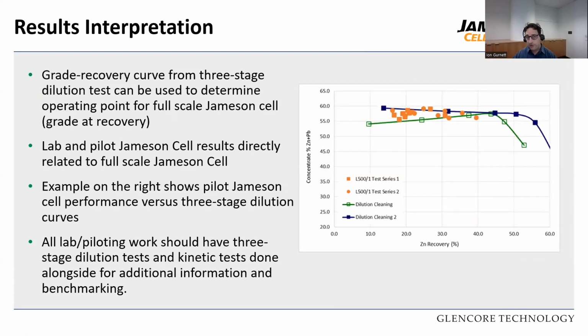We can produce grade recovery curves from every test. Grade dilution cleaning allows you to identify how you're going to operate your Jameson cell. Lab and pilot results will translate directly to the full-scale cell. On the right here, we've shown how the dilution cleaning test scales up to the L500. We know the L500 scales up to the full-scale cell. So we know whatever test we do, it will replicate performance of a full-scale cell, assuming everything is done correctly in the test.